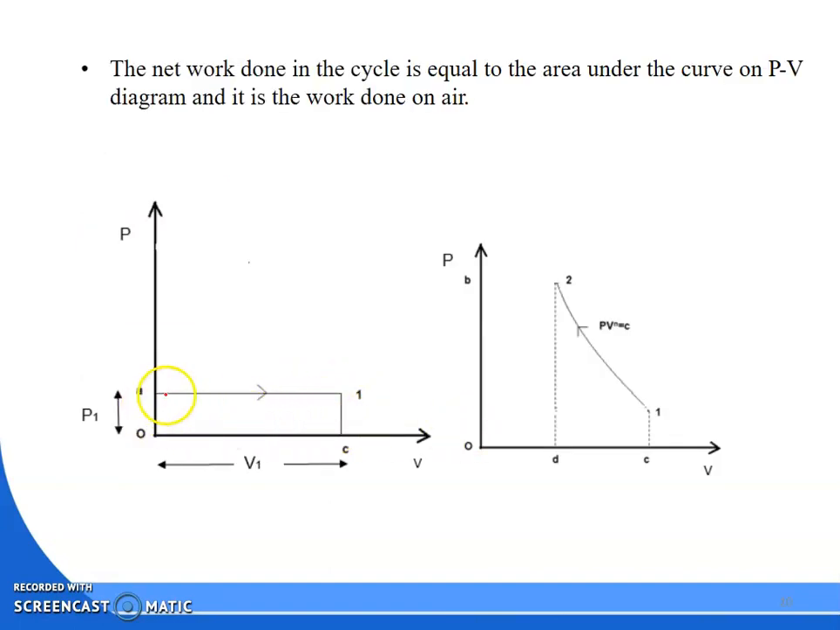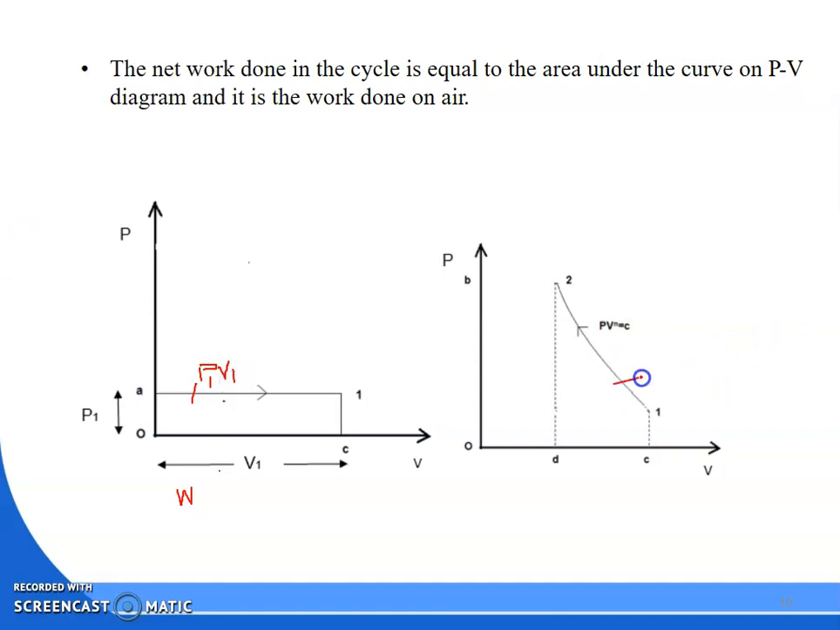So you can see here in the A to 1 process, the area under the PV diagram gives us what? Work done. So see A to 1, 1 to C, C to O, O to A. This area will look like a rectangular section. For a rectangular section, what is the area? Length into breadth. The length is P1 and the breadth is V1. So the work done here, this area, will be P1 V1. Yes or no?